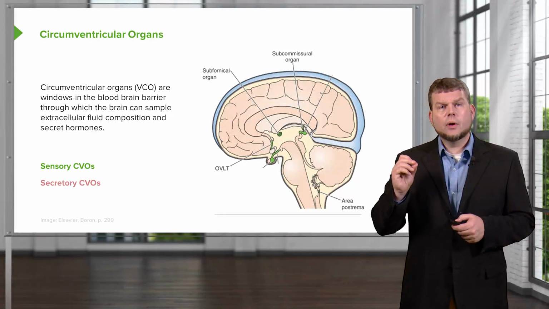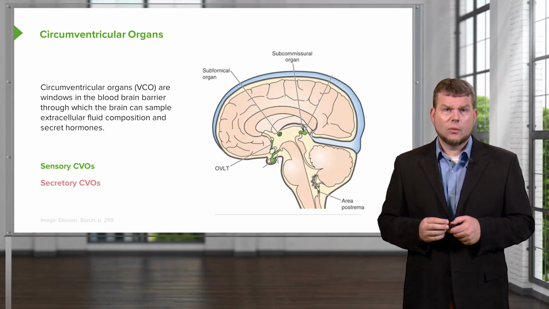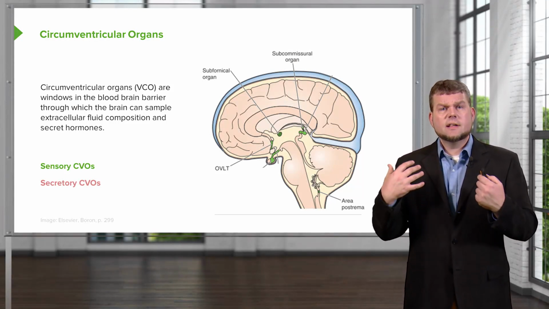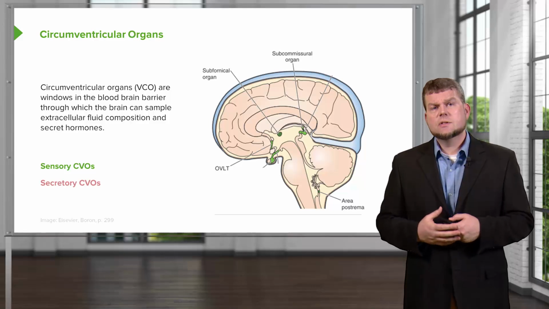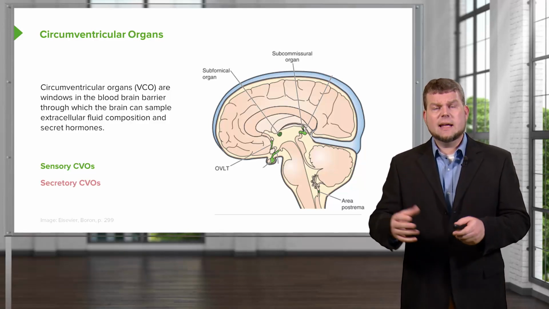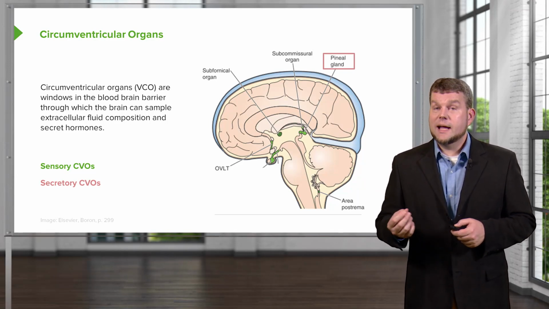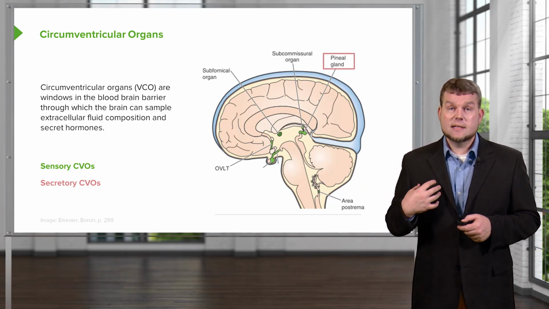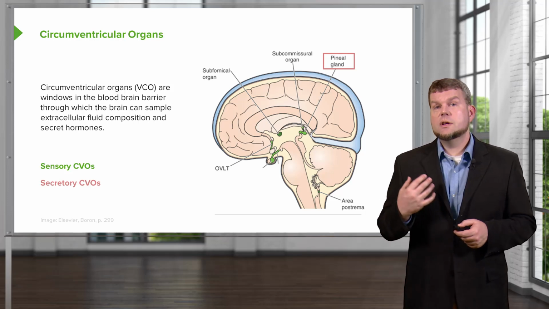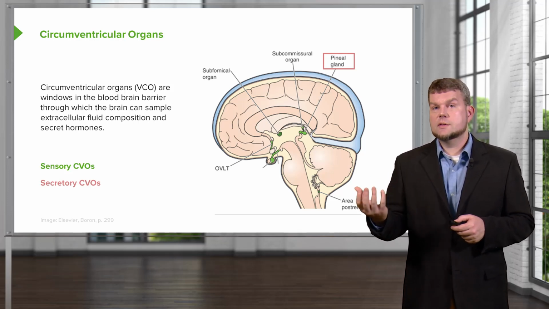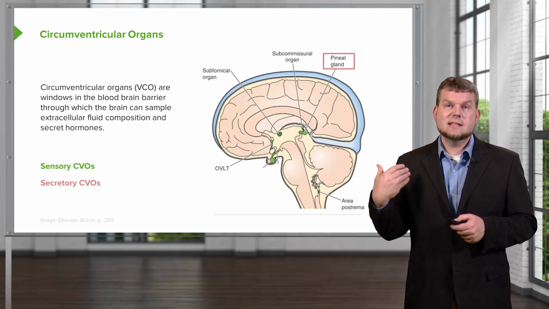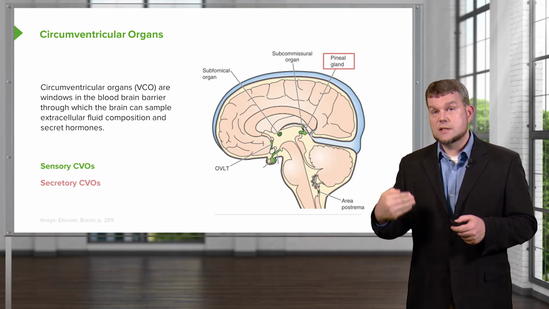The secretory portions of the circumventricular organs involve various secreting substances. So you're going to now release something out of them. This will be important things like the pineal gland. This releases melatonin. Melatonin is a hormone associated with the circadian rhythms, and you'll release it more at certain times of the day versus others.